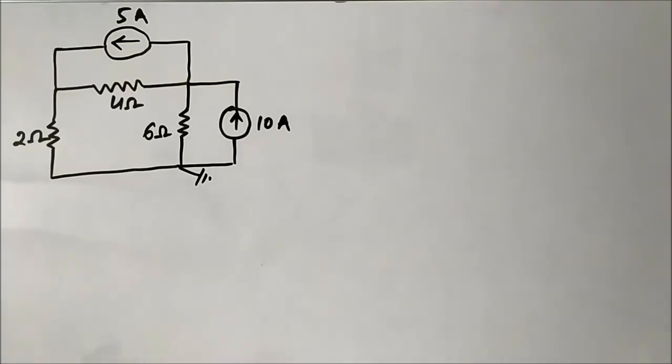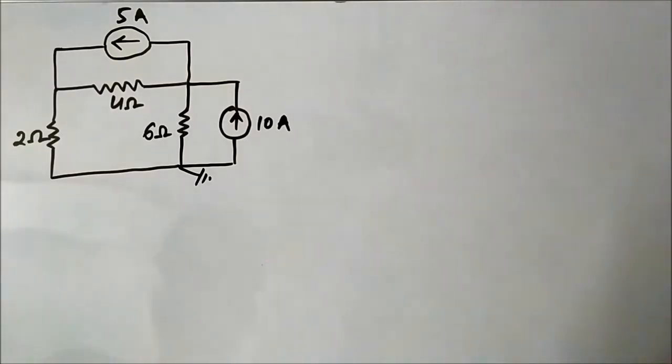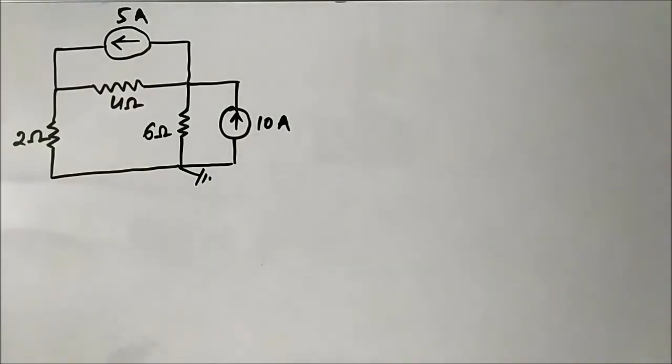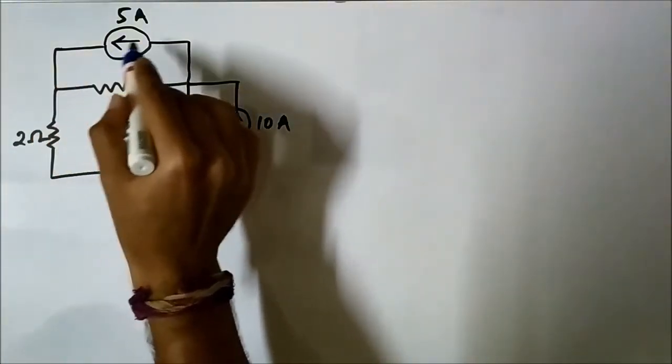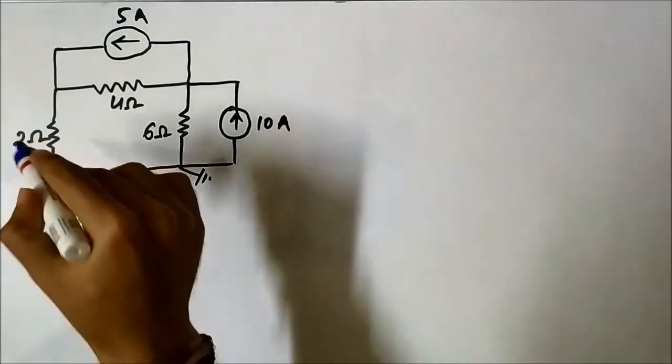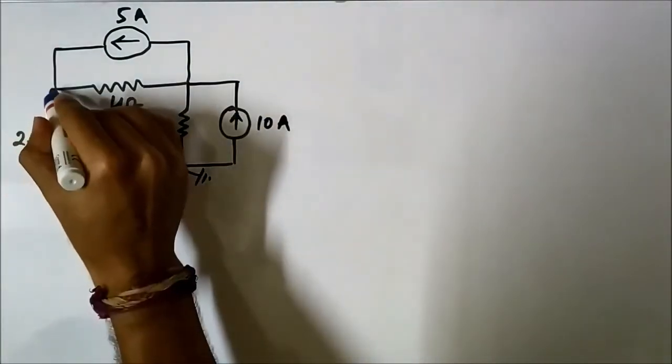Now in this question we have a simple circuit, not so simple but still it's a simple and straightforward circuit. Now we have to determine the node voltages. So in order to determine the node voltages, the first step is to determine which points are the nodes. Okay, see here at this point it is a meeting point of a number of circuit elements, 2 ohm, 4 ohm and 5 ampere current source. So obviously this is a node.